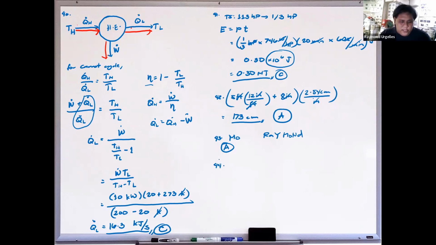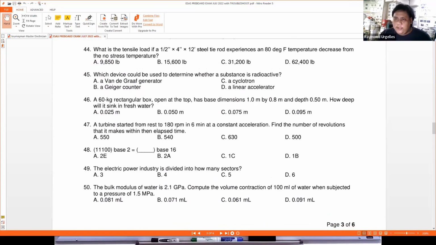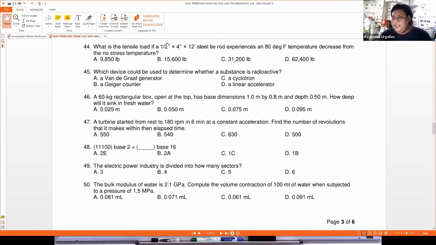Okay? So anyway, sa number 44, number 44 is just yung P = AEαΔT. So if you remember this, okay? Since wala talagang letter L. So again, what is the tensile load? Tensile load is force, diba? So in this steel rod which experiences a temperature decrease, yung problema lang dito is meron tayong change in temperature.